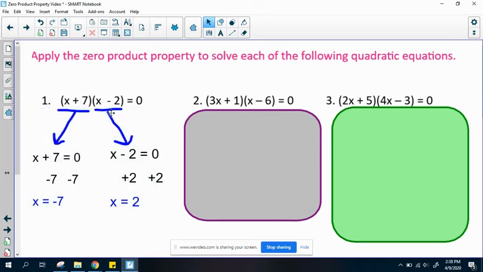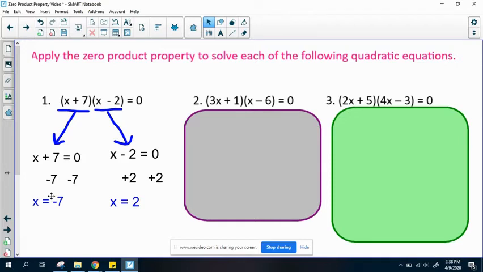And I'm going to take the second factor, x minus 2, and set it equal to 0. So for this first one, all I have to do to get x by itself is do the opposite. Since it's plus 7, I'm going to subtract. So one of my answers is -7. And I'm going to add 2 on the second one, and the other answer is 2.